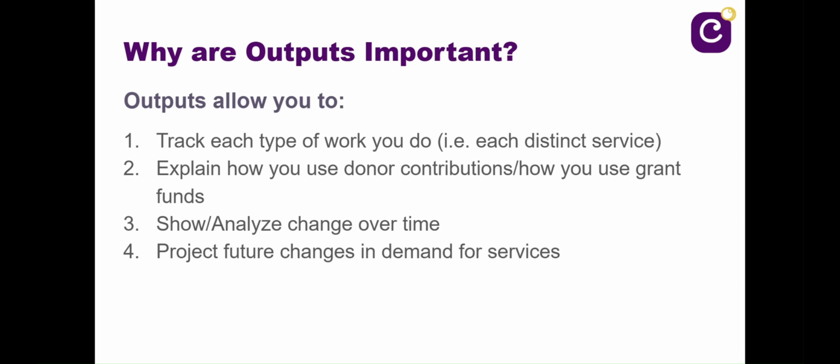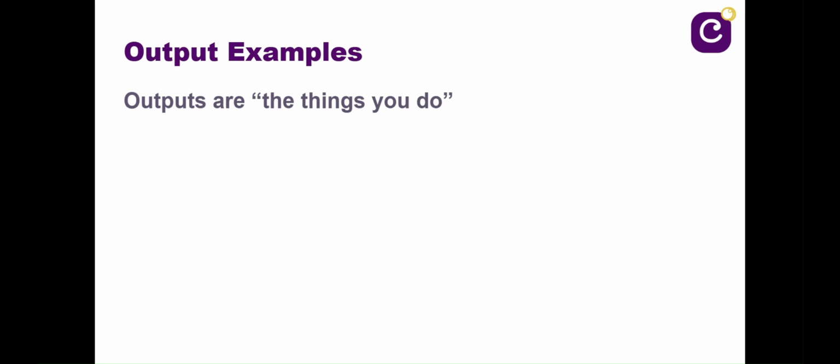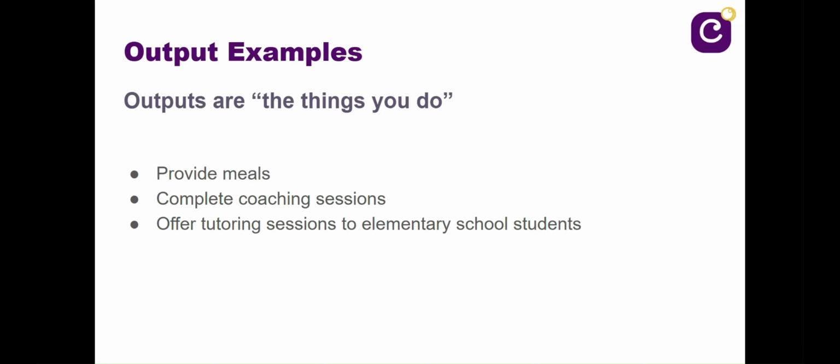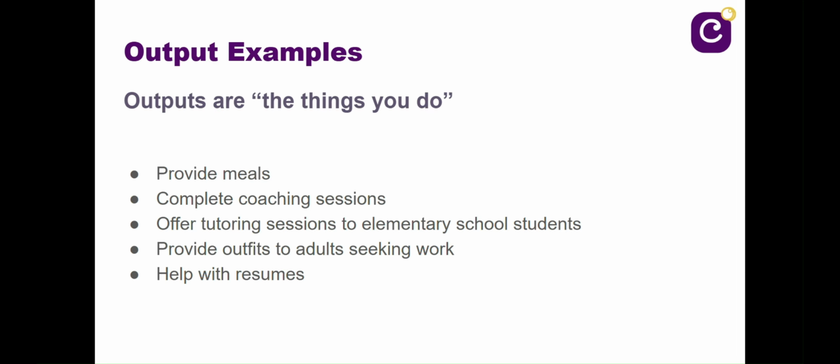Let's look at a few examples of outputs. Remember, outputs are the things we do, the services we provide. So here are a few examples. Provide meals. Complete coaching sessions. Offer tutoring sessions to elementary school students. Provide outfits to adults seeking work. Help with resumes. These are just generic outputs. They identify the things you do.